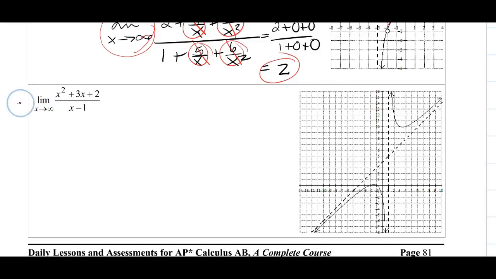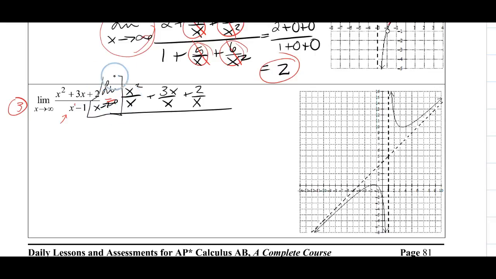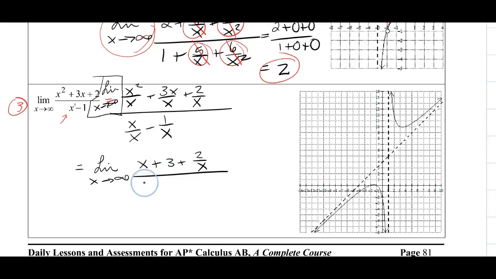Number 3, we divide everything by the highest power in the denominator, so that's by x, and we're going to get x squared over x plus 3x over x plus 2 over x, limit as x approaches infinity. If you haven't noticed already, I tend to be kind of bad about always writing my limits over. And then x over x minus 1 over x. Then we can reduce. This equals the limit as x approaches infinity of x plus 3 plus 2 over x all over 1 plus 1 over x.